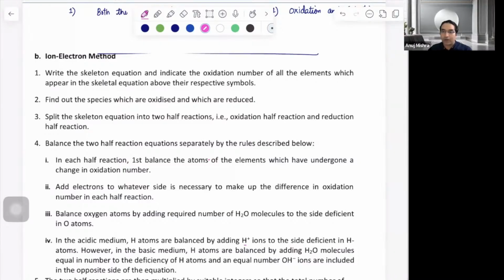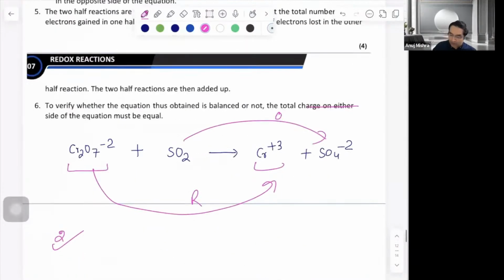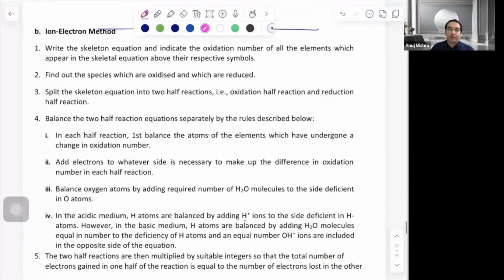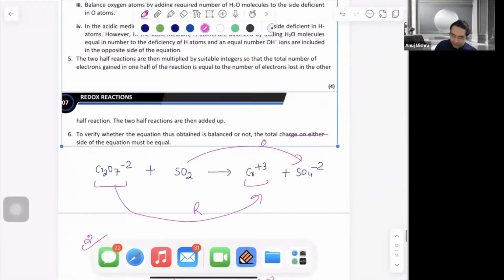Sharma, is it fine? Yatharth? Jia? Diti? So point number 3, split the skeleton equation into 2 half reactions, oxidation half and reduction half. What is oxidation half in this? So we can break it as Cr2O7 -2. Any problem with this? Any issues with this? Can I do that? Can I say point number 3 is done? Split the reaction into 2 halves, oxidation, reduction. Now, point number 3 is done.